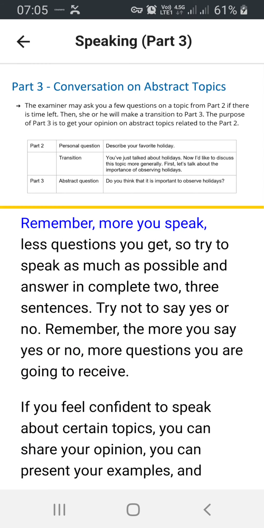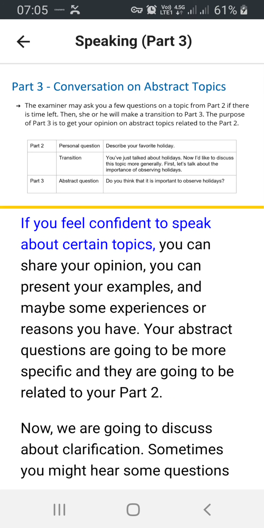So remember, the more you speak, the fewer questions you get, so try to speak as much as possible and answer in complete 2-3 sentences. So try not to say yes or no. Remember, the more you say yes or no, the more questions you are going to receive. And if you feel confident to speak about certain topics, you can show your opinion, you can present your examples and maybe some experiences or reasons you have. So your abstract questions are going to be more specific and they are going to be related to your part 2.